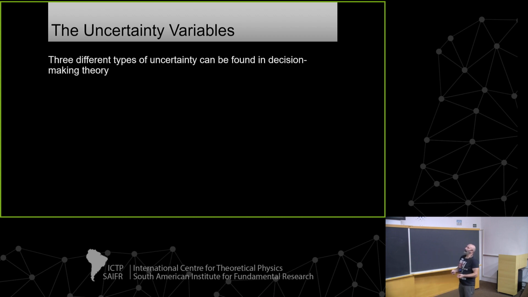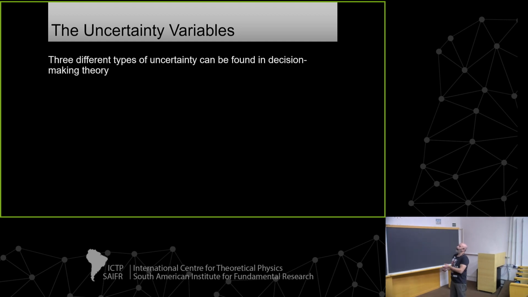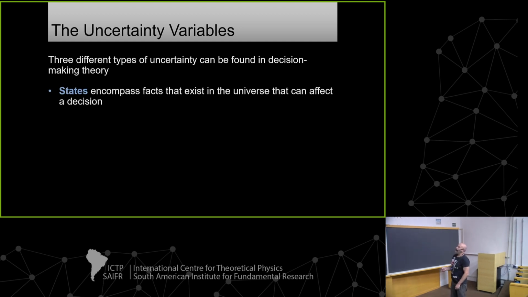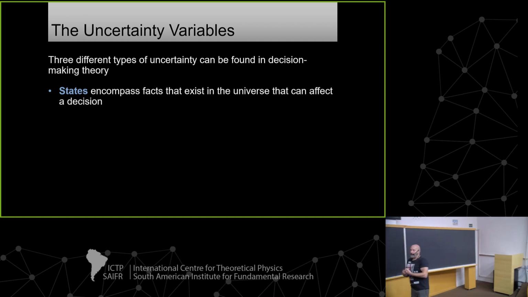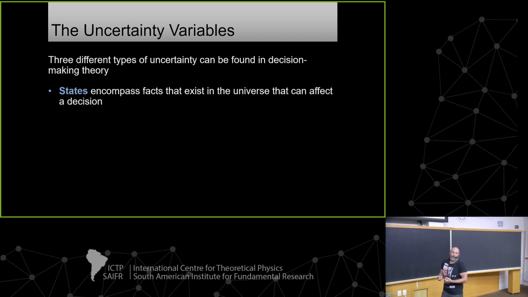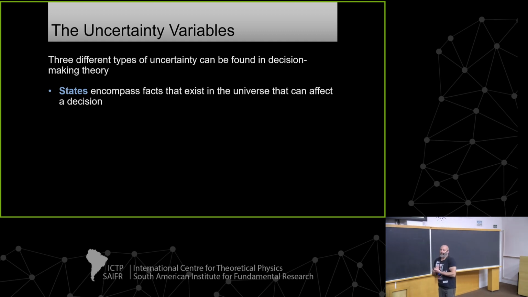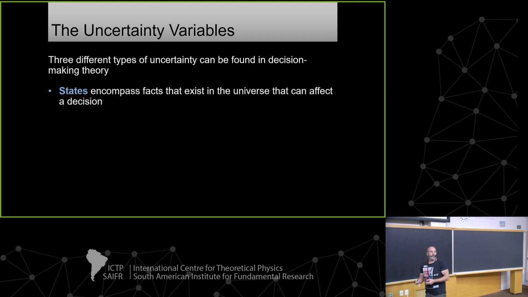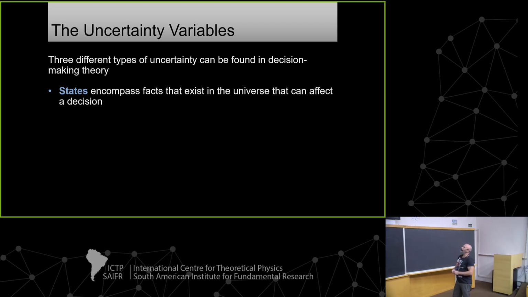There are three types of uncertainty that can be found in decision-making theory. This uncertainty has to do with my possibility to predict exactly or not predict exactly what is going to happen. Usually, we cannot read the future, we cannot tell the future, so there is some uncertainty that we will need to deal with in order to make a decision, okay? So there are different types of these uncertainties.